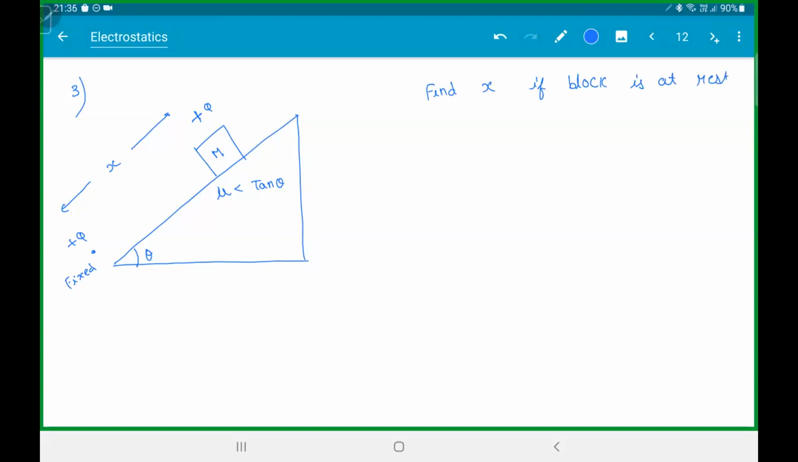The block's charge is plus q. The point charge's charge is also plus q. So two identical charges, but the block has a mass m and can slide on this rough surface. Find x if the block is in equilibrium. Get it? Coulomb's law, Newton's laws of motion.